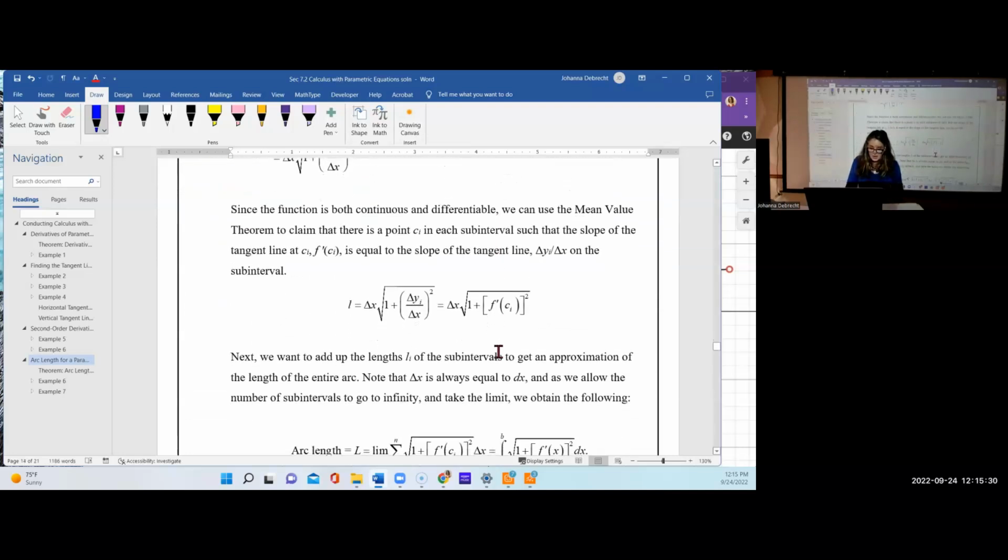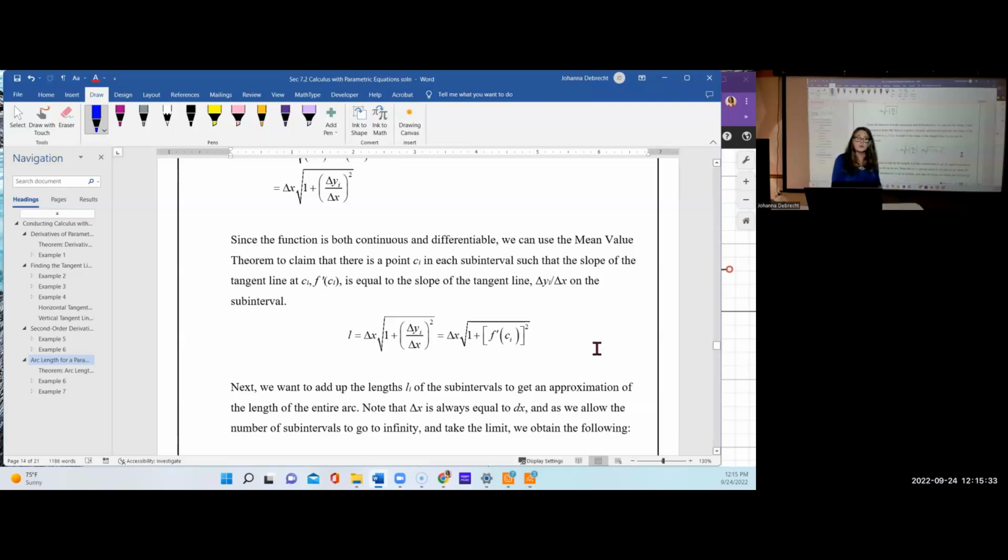Now, the function has to be both continuous and differentiable, and because of that, we can use the mean value theorem. Again, a most valuable theorem. We're going to claim that there's some point c sub I in each subinterval such that the slope of the tangent line at c sub I, f prime of c sub I, is equal to the slope of the secant line. Oops, there's a typo in my notes, so I have to correct that. This should be the slope of the secant line. There we go. Delta y sub I divided by delta x.